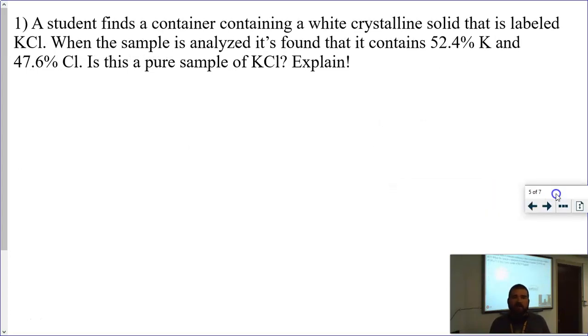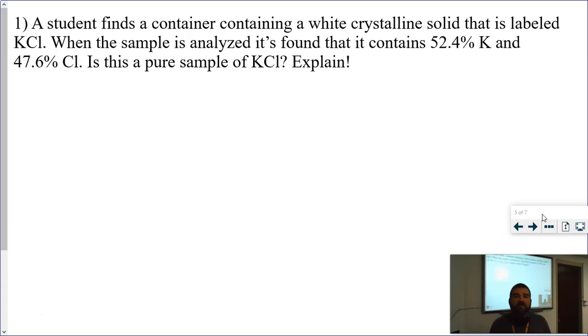All right, so let's do a couple problems, and then we'll call it a day. I've only got 3 practice problems here. The first one: a student finds a container containing a white crystalline solid that is labeled KCl, which is potassium chloride. When the sample is analyzed, it's found that it contains 52.4% potassium and 47.6% chlorine. Is this a pure sample of potassium chloride?